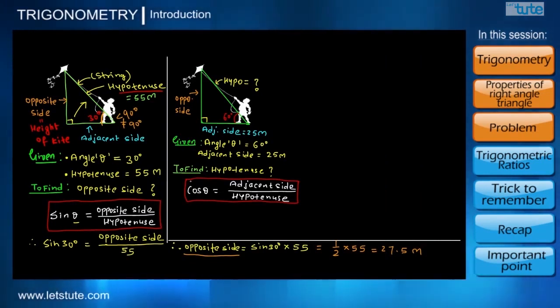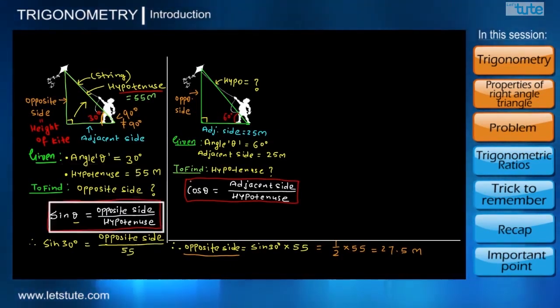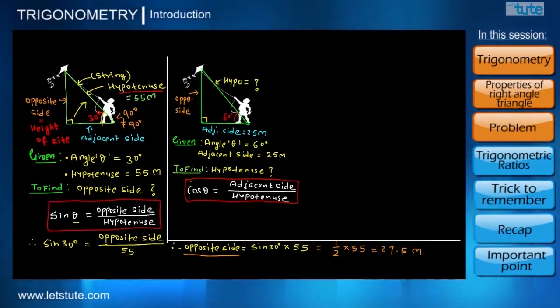Remember, when the problem deals with finding the opposite side or hypotenuse and one of the values is given, then for the given angle we use sin theta. So what we understand here is, whenever the problem deals with finding the adjacent side or hypotenuse and one of the values is given, then for the given angle we use cos theta.